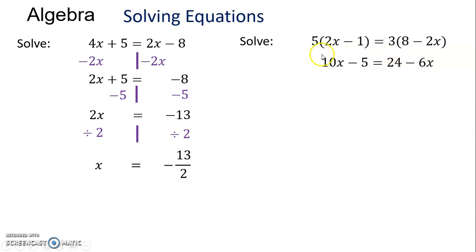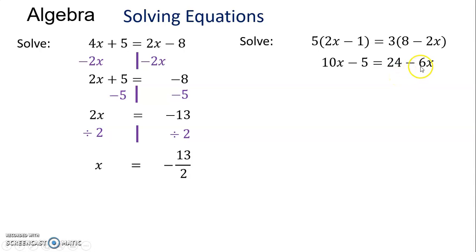So moving on to the second example, what I've got to do here is expand the brackets on both sides of the equation. So 5 multiplied by 2x is 10x, 5 multiplied by -1 is -5, and then on the right hand side, 3 multiplied by 8 is 24, 3 multiplied by -2x is -6x. And now this just becomes an equation with x's on both sides.